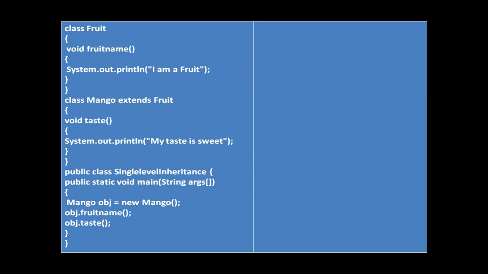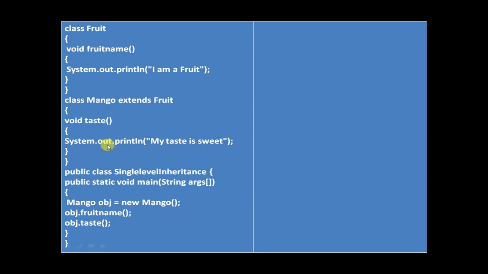So here we take an example. We create a fruit class and give it a method, fruit name. Then we create a subclass mango which extends the fruit class, and we define a test method. Now class mango has two methods. First is the fruit name method, which is inherited from the fruit class, and second, the mango class has its own method, test.